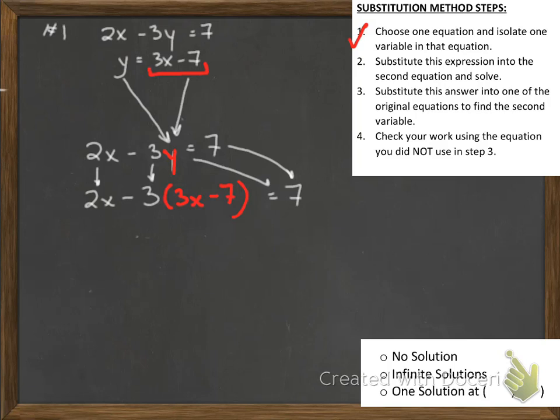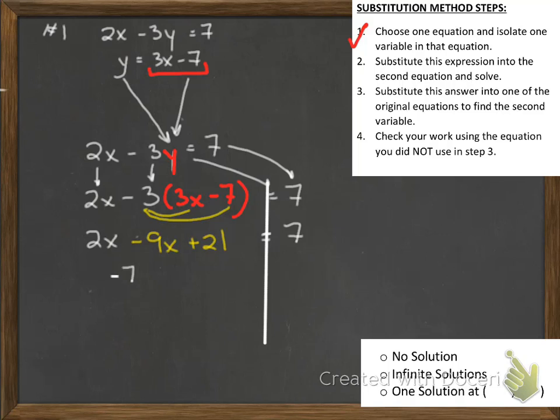So, as you can imagine, I need to do the distributive property here. Negative 3 times 3x is negative 9x. Negative 3 times negative 7 is positive 21. Again, I'm using colors to indicate what is changing versus what is staying the same. Also, remember, it's always a good idea to draw a line through your equal sign so that you don't get the two sides of your equation confused. So we have 2x minus 9x. We can combine those since they are like terms on the same side of the equation. So that becomes negative 7x plus 21 equals 7.